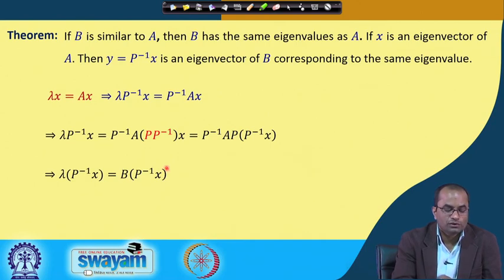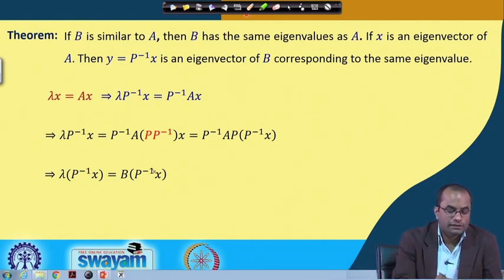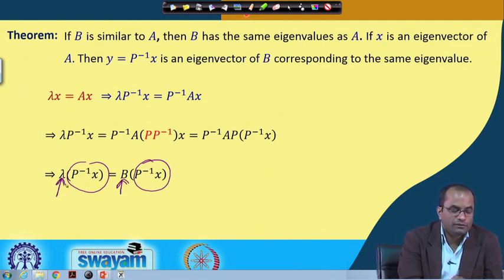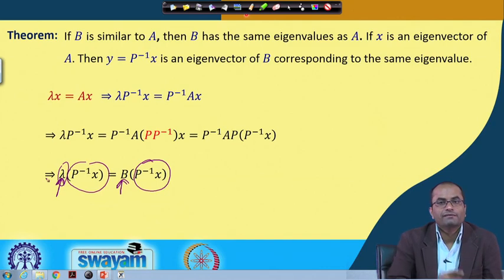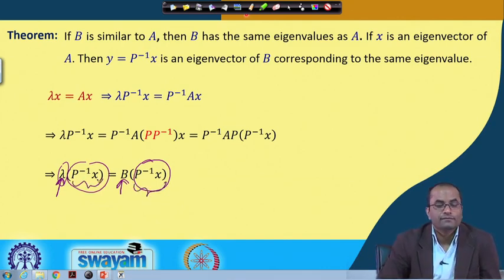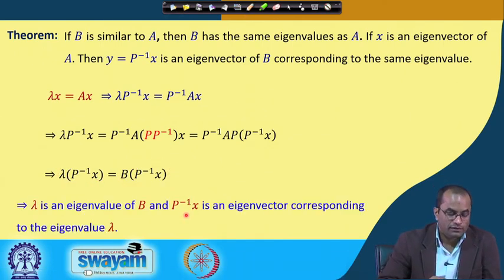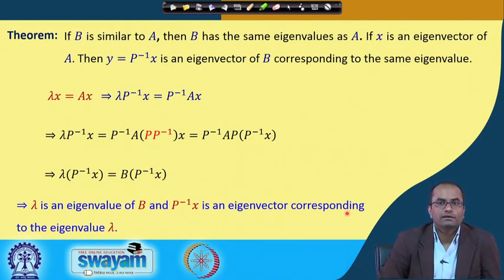What we observe from this relation is that P inverse x is the eigenvector, and lambda is the eigenvalue of this B. So, if B is similar to A, B will have the same eigenvalue as A, because lambda was the eigenvalue of A, and the eigenvector will be P inverse x. So, we can get the eigenvector and the eigenvalue of similar matrices if we know them for one. Lambda is an eigenvalue of B and P inverse x is the eigenvector corresponding to the eigenvalue lambda.